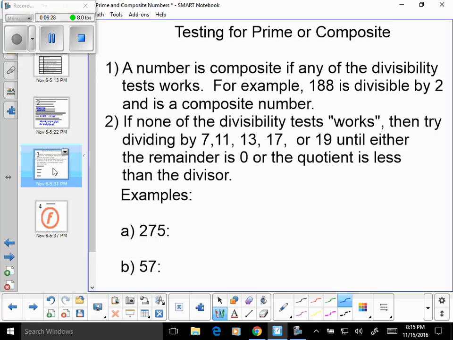Now, what happens if you test for the 2, 3, 4, 5, 9, and 10 and nothing works? You cannot automatically assume that the number is prime. Then what we have to do is called dividing by primes. And we start with our smallest prime for which we do not have a memorized test. And that's going to be 7. Then we try 11. Then we try 13, 17, and 19. Or we go until the quotient is going to be less than the divisor, and I will show you an example of that.